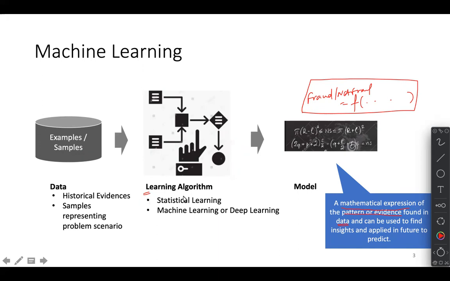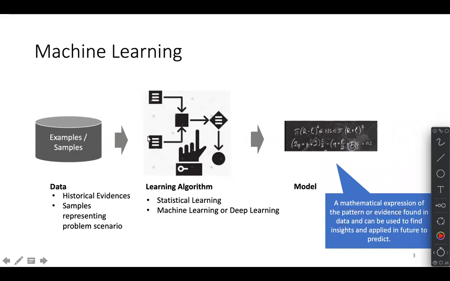So the learning algorithm, which is the most important component here, can be statistical learning or machine learning or deep learning. Now these algorithms iteratively go through this data and see if there is any particular evidence that is consistently found in the data, and then it'll spit out the model from that.